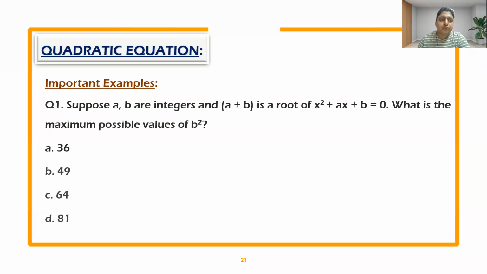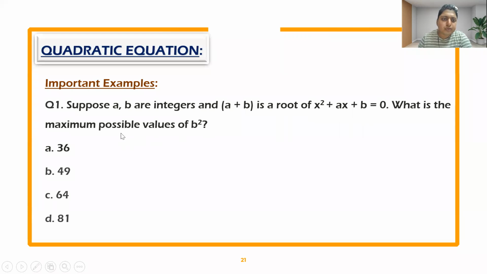Suppose question 1: a and b are integers, which we know very well. And a plus b is a root of x square plus ax plus b. It is a quadratic equation given as x square plus ax plus b is equal to 0, and a plus b is a root.